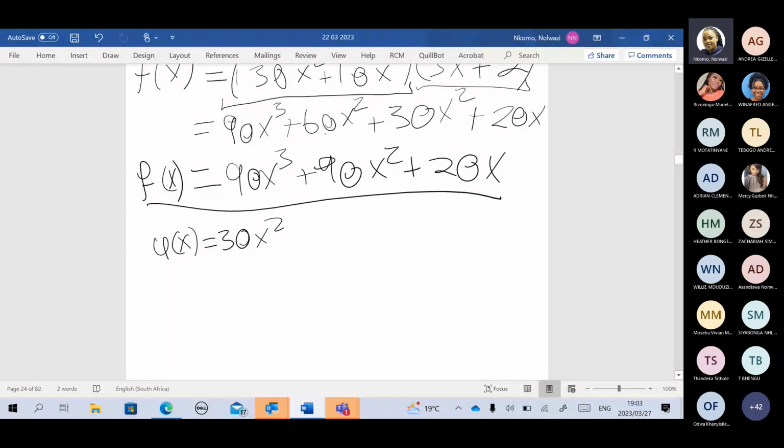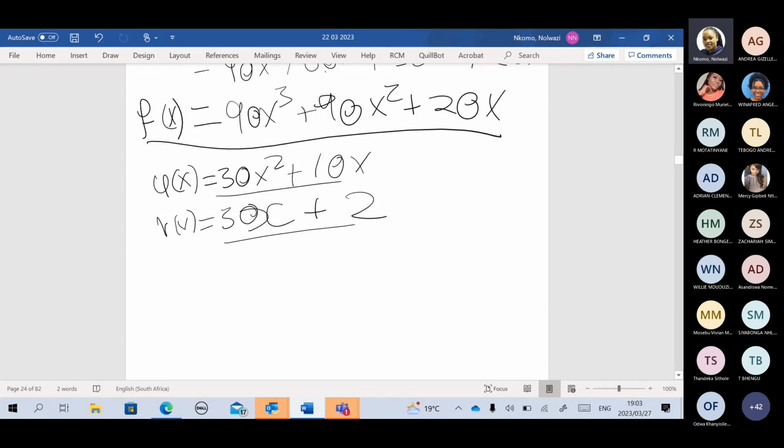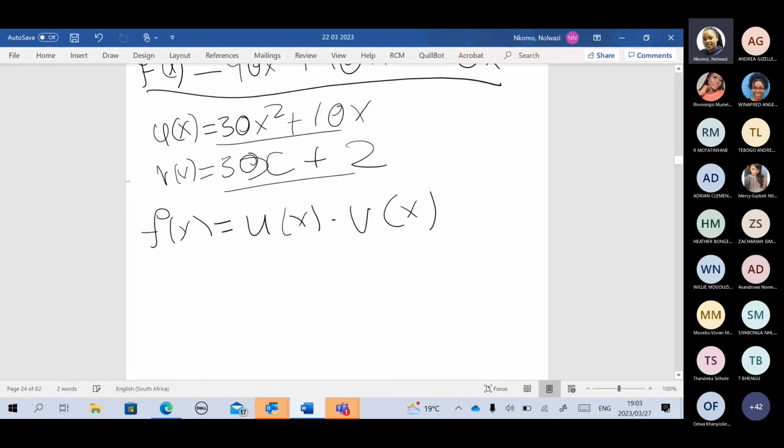We have u(x) equals 30x squared plus 10x. And we said that the second bracket would be our second function. So we let our second function be v(x), and v(x) is 3x plus 2, right? Okay, we have these two functions, meaning we have our f(x) as u(x) times v(x). And we said if we have a product of two functions, we use the product rule to find the derivative of that function.